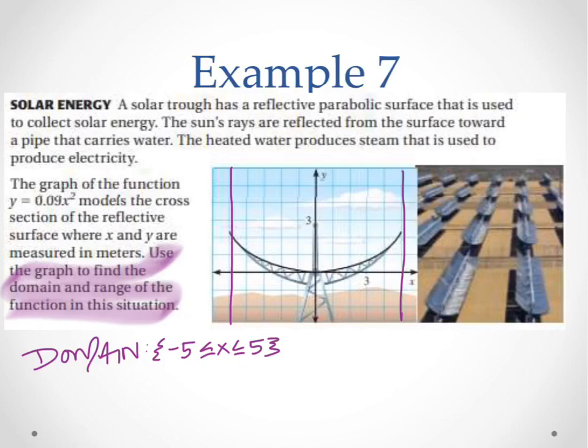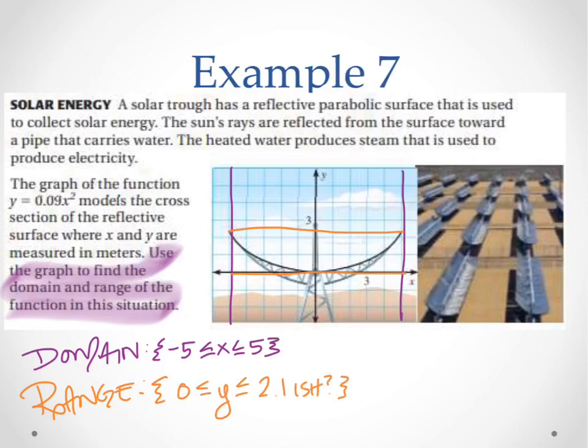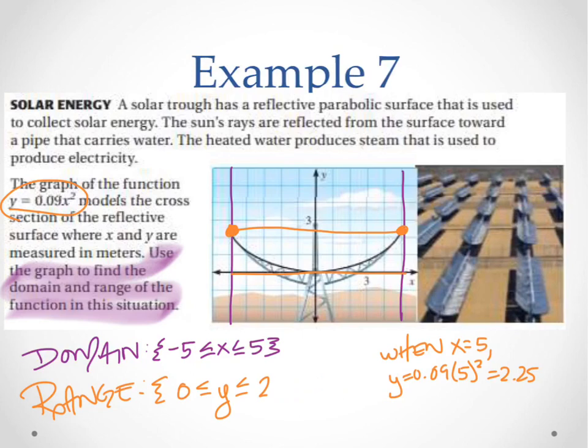The range, however, kind of eyeball it. We know that it's kind of starting at 0, but the ending is kind of questionable. I'm going to say like 2.1-ish. I'm not sure. We can actually figure out what that is by plugging in the number for the domain. You can see that that's where the highest points are. Plug in the extremities of the domain into the function and see what happens. So plugging in 5, we could see that the result is 2.25. So therefore, we know now that the range is from 0 to 2.25.